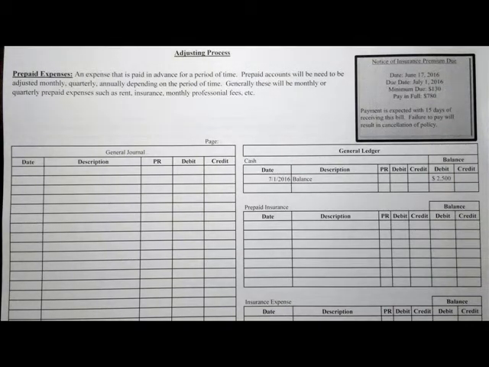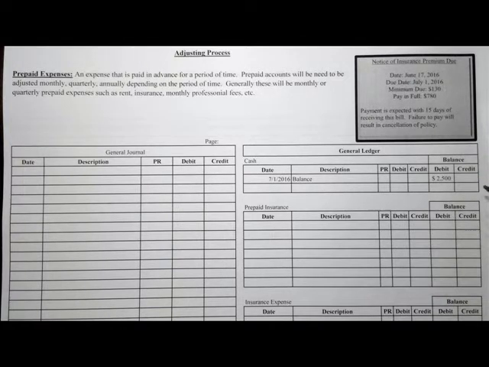Talking about the adjusting process, one of the things that we really need to understand is what are prepaid expenses. An expense that is paid in advance for a period of time, prepaid accounts will need to be adjusted monthly, quarterly, annually, depending on the period of time that the transaction was for. Generally, these are going to be monthly or quarterly prepaid expenses such as rent, insurance, monthly professional fees, etc.